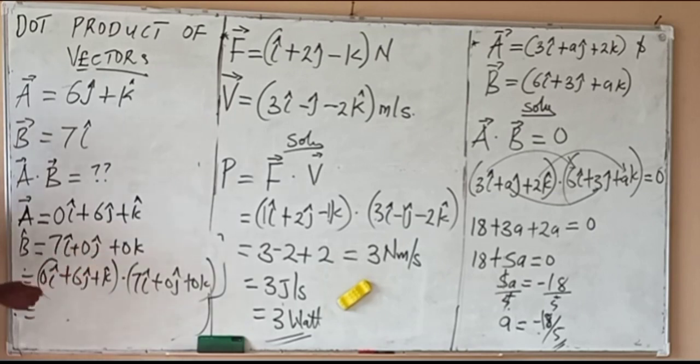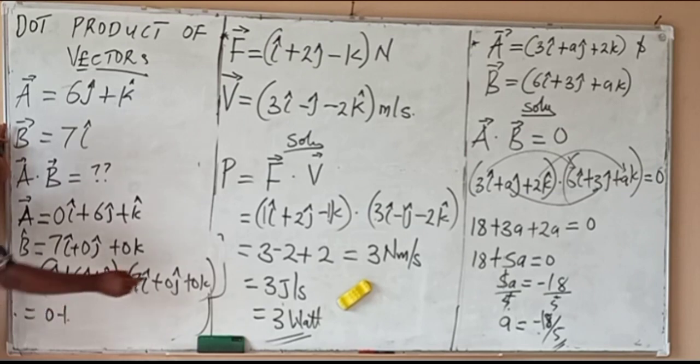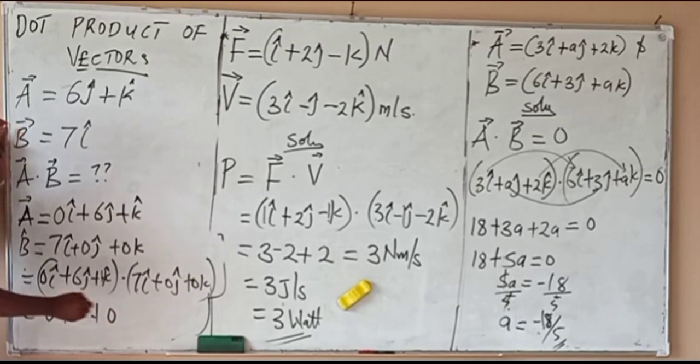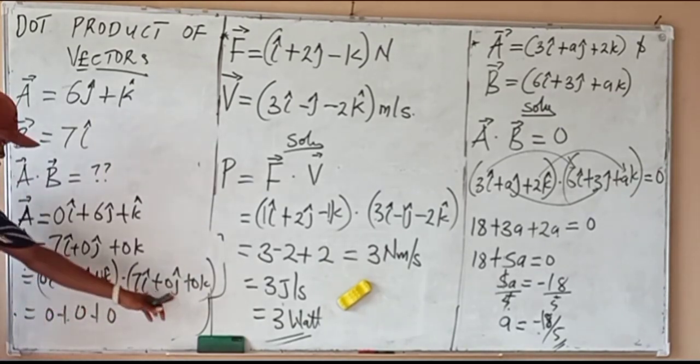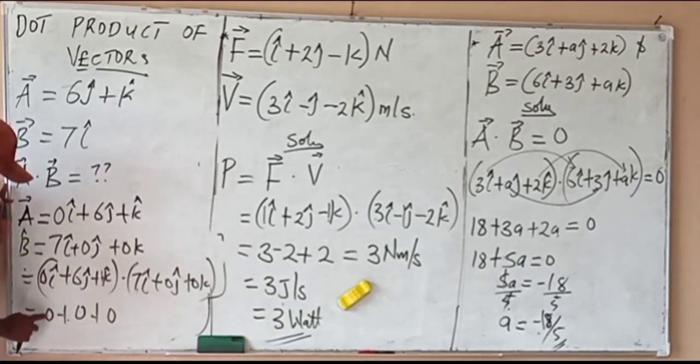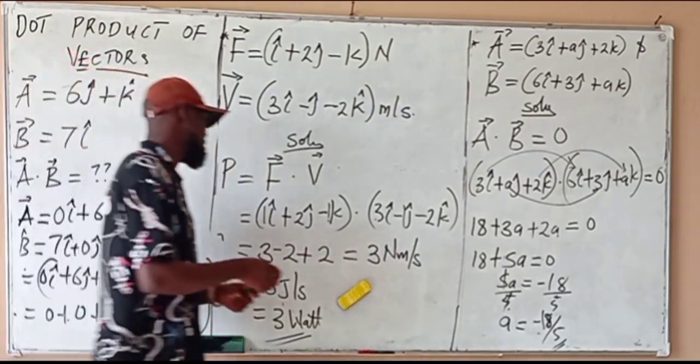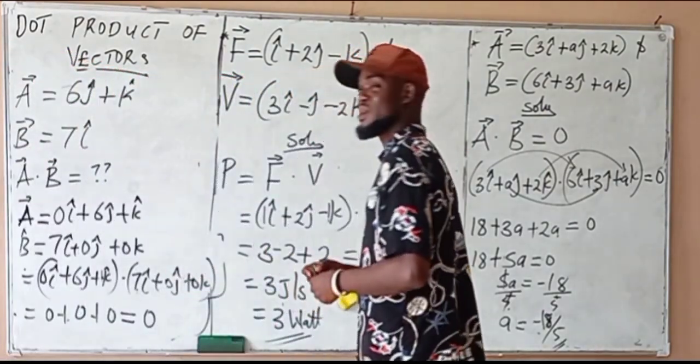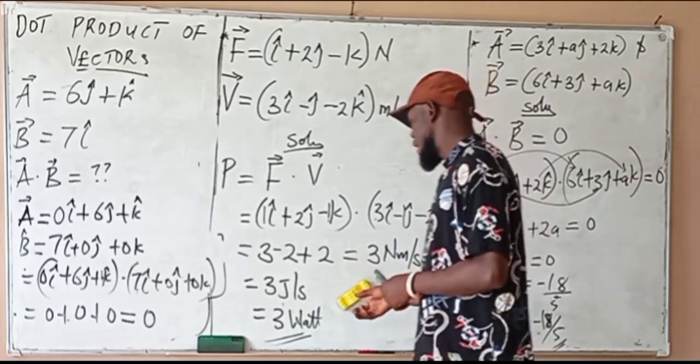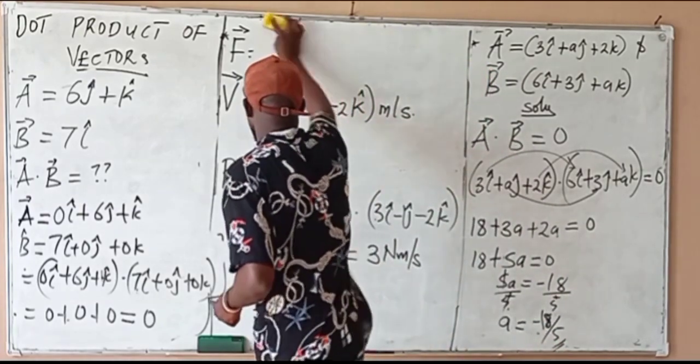So A dot B will be 0 times 7, that is 0. 6 times 0 is 0. 1 times 0 will also be 0. Remember i to i, j to j, k to k. So the A dot B will be 0. The answer for A dot B there is 0. So take note of that. It's very important.